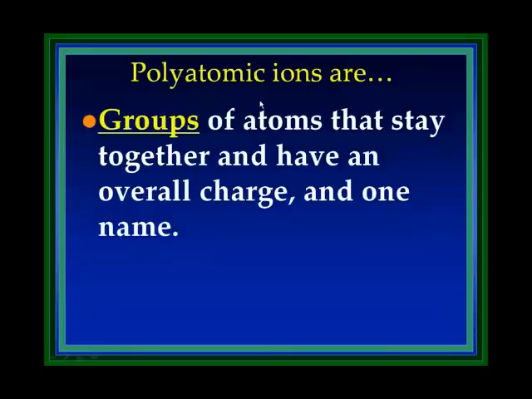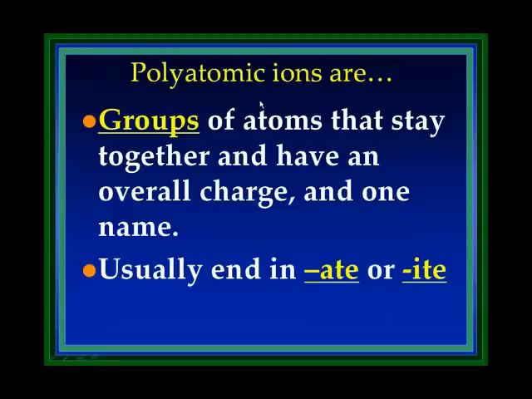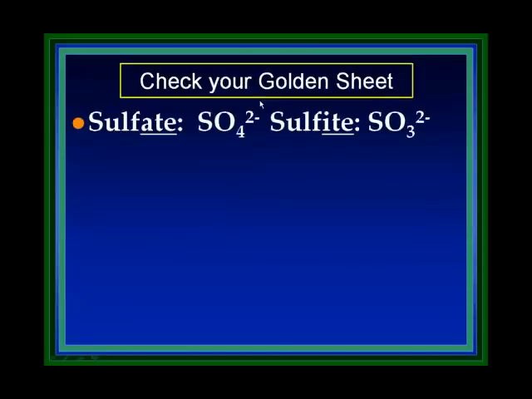So, polyatomic ions: the definition is a group of atoms that stay together and have an overall charge and one name. So it's like naming a group that always hangs out together. Polyatomic ions usually end in the suffix "ate" or "ite." This is very important for you to know, because when I start mixing all the practice together at the end of the unit, that's going to help you figure out how to name it, or how to write the formula for it. If it has that "ate" or "ite" ending, you know you're dealing with a polyatomic ion. So you want to check your golden sheet for these.